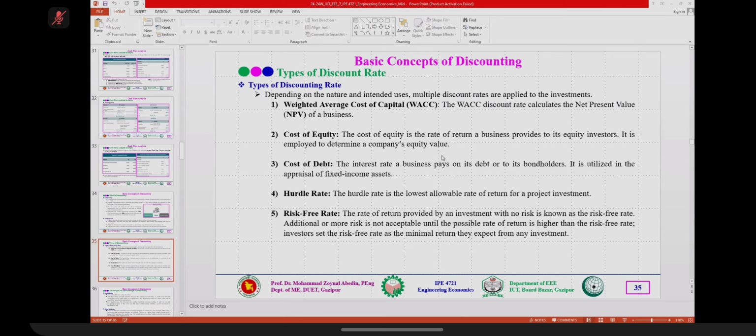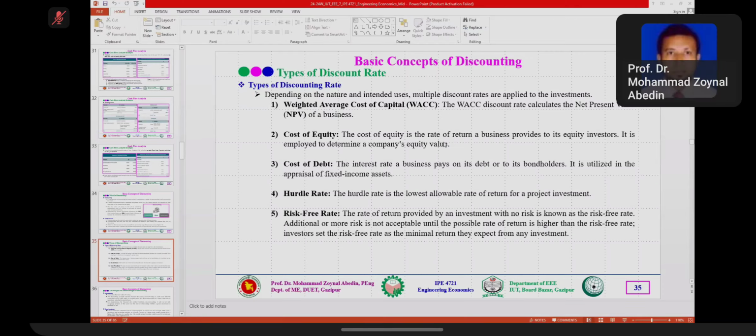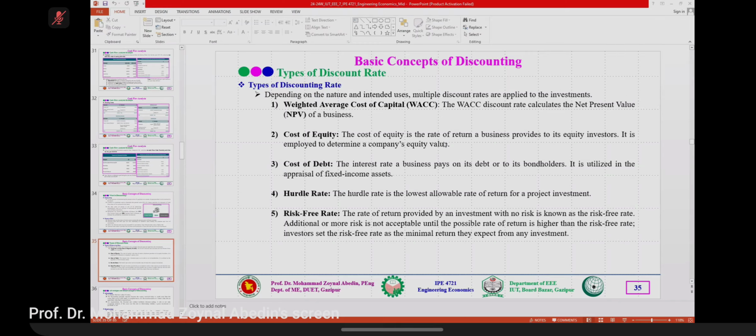Different types of discounting rate exist depending on the nature and intended uses. Multiple discount rates are applied to the investments. Sometimes people use them to calculate different investment criteria. Number one is the weighted average cost of capital, WACC. The WACC discount rate calculates the net present value of a business. So net present value is another important term, which is done by the weighted average cost of capital.